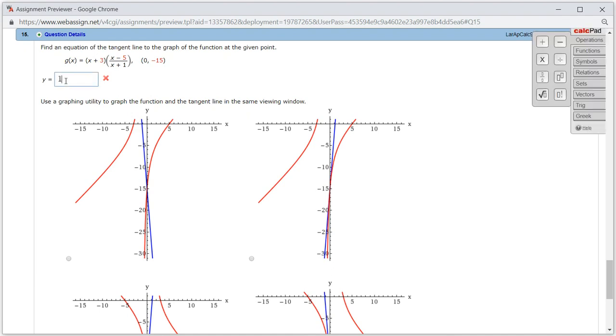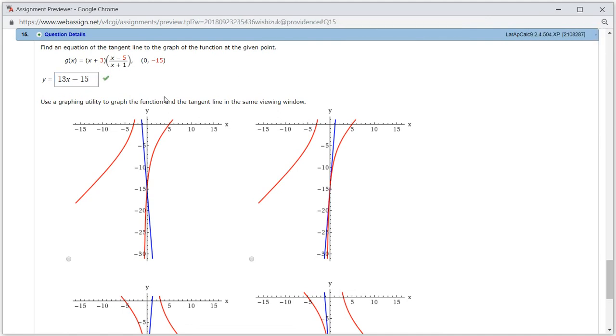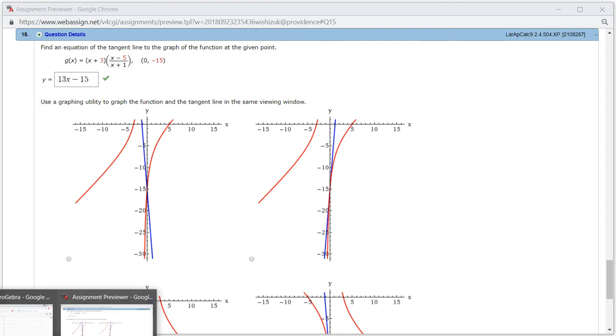So we have 13x minus 15. I'm going to go ahead and check the answer. I came back and it looks like we got the equation of the tangent line correctly. Now let's use the graphing utility to graph the function and the tangent line. I'm going to draw the tangent line first. I'm going to use GeoGebra, so I'm going to open that up.